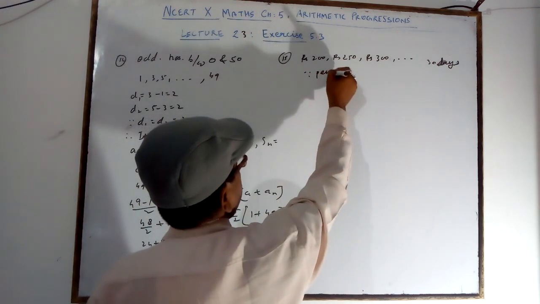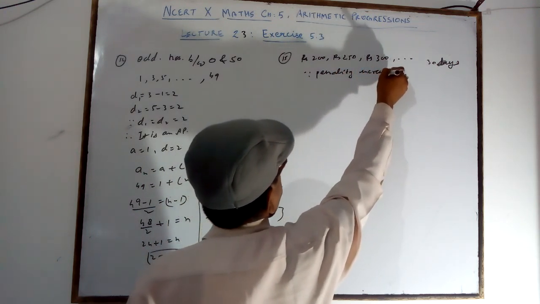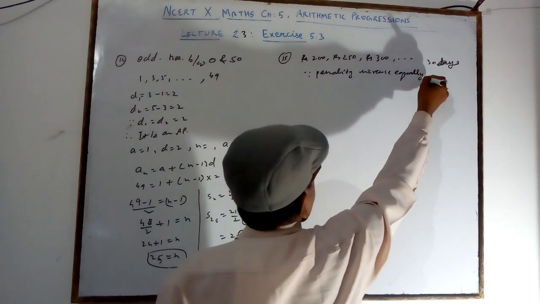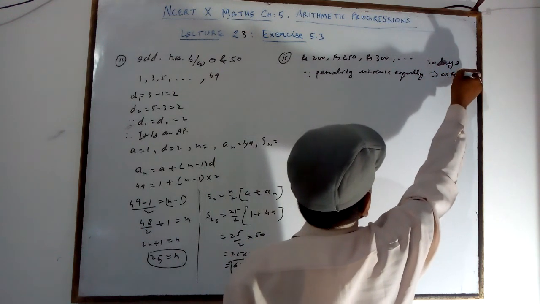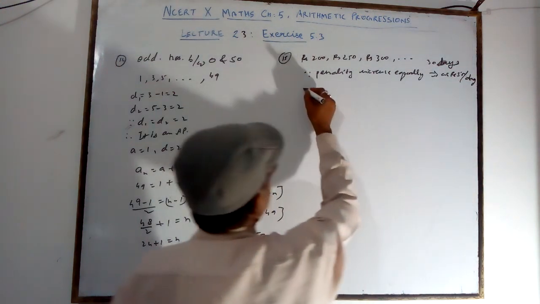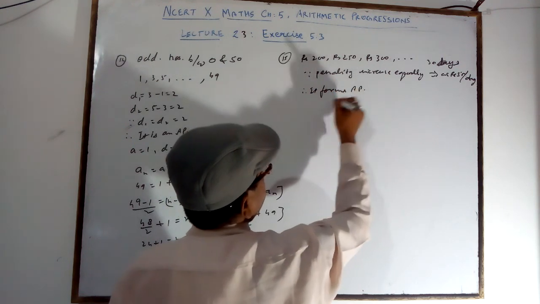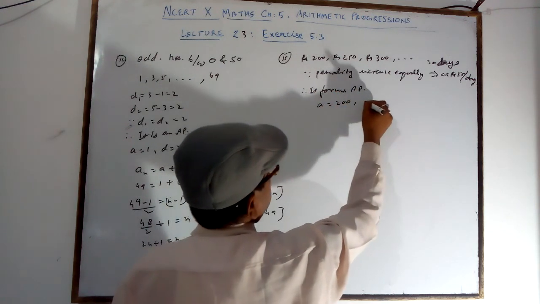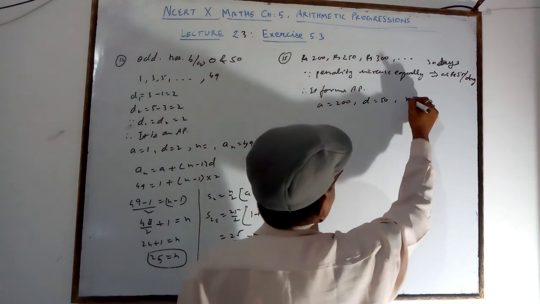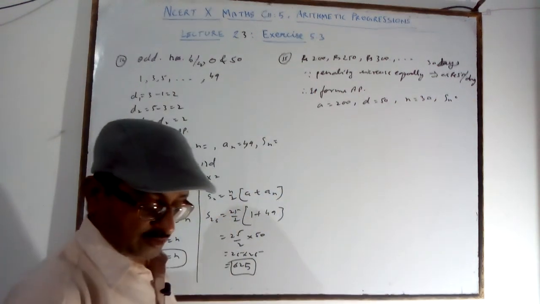So first you find out, because the penalty is increased equally, as rupees 50 per day, it forms an AP. So what is A? 200. What is D? 50. What is N? 30. You want to find out Sn. The formula is given.